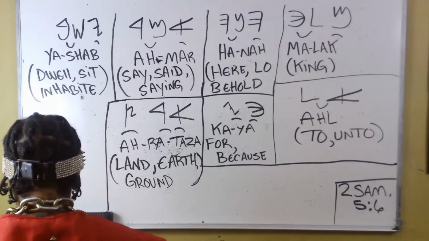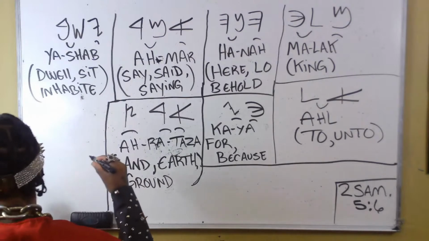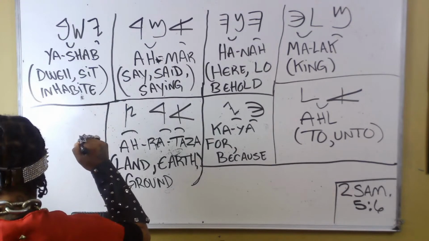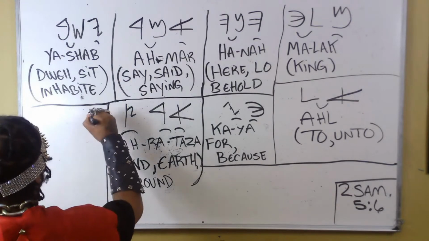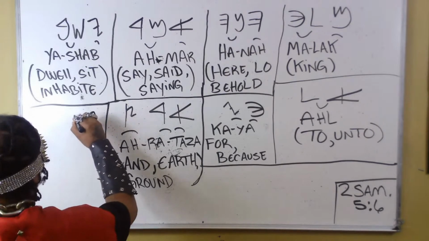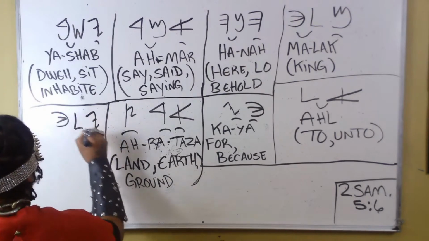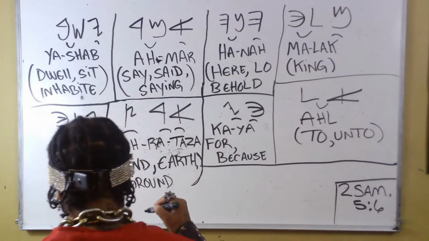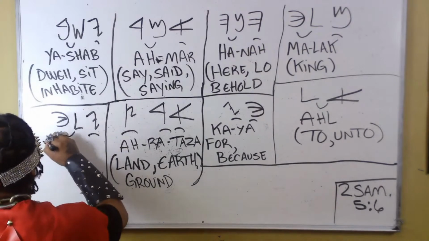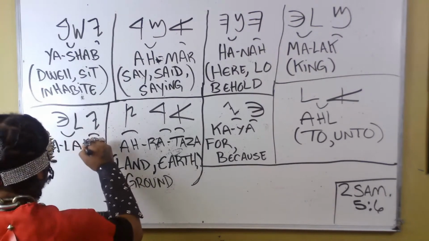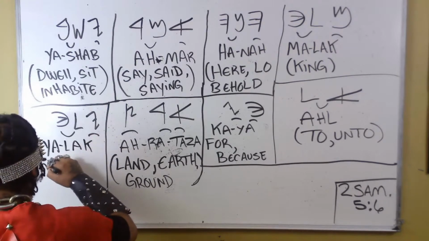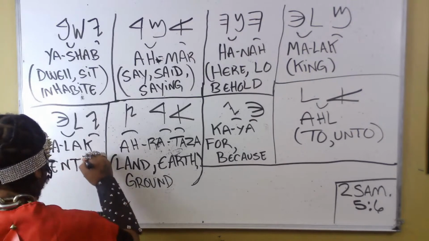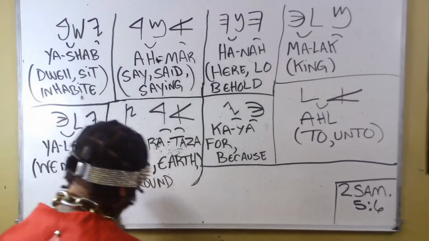Let's do Yalak. All right, Yalak. Okay. So you got Yashab and then you have Yalak. Can y'all see this up here on the screen? All right. Yalak is Y-A-L-A-K, and it means went. We'll just keep went. All right. It means went.